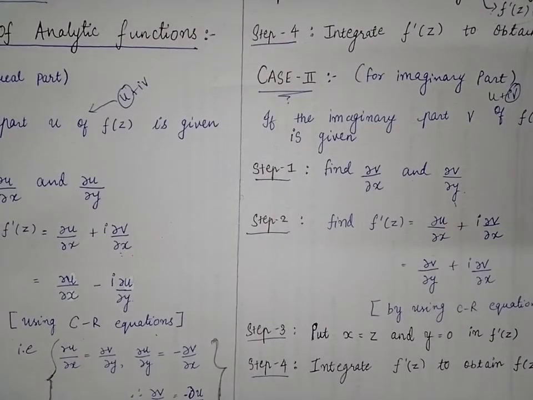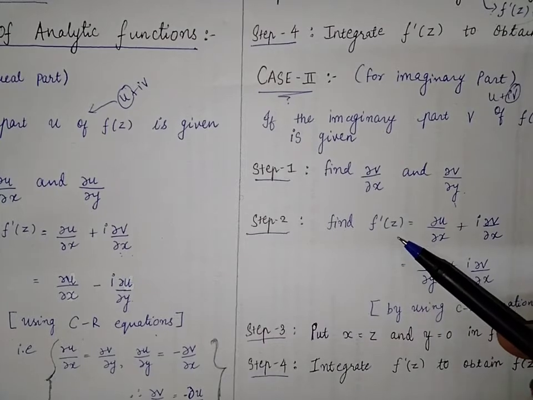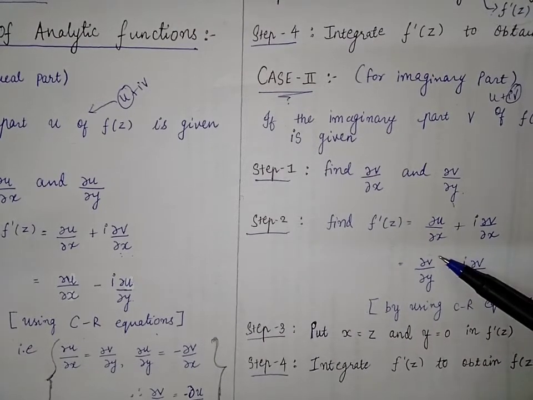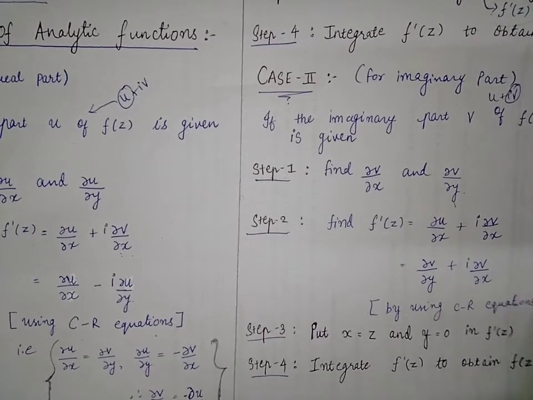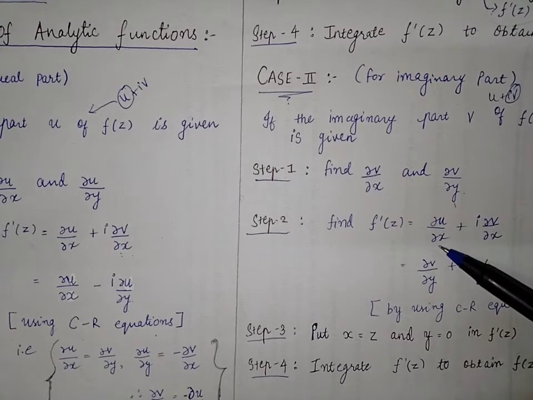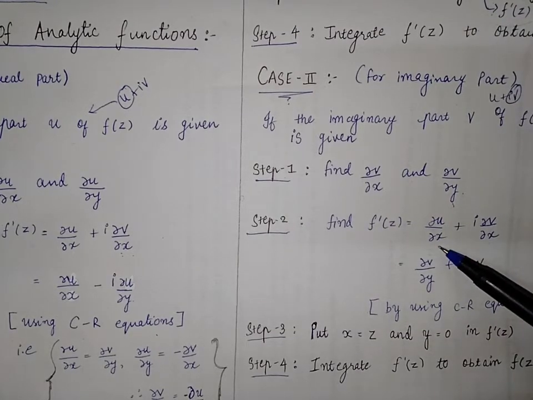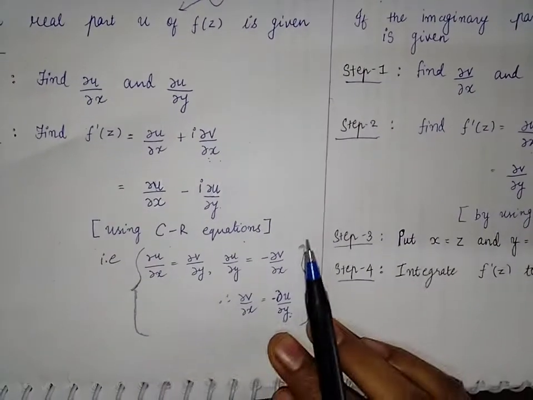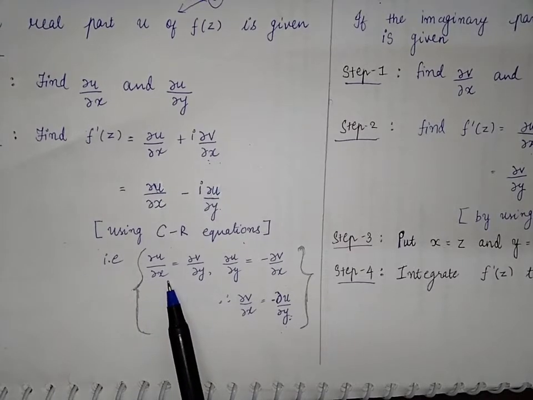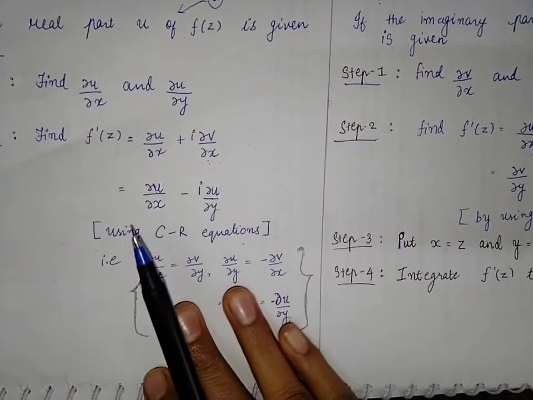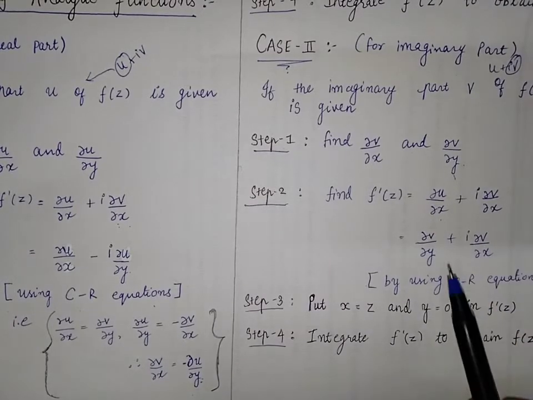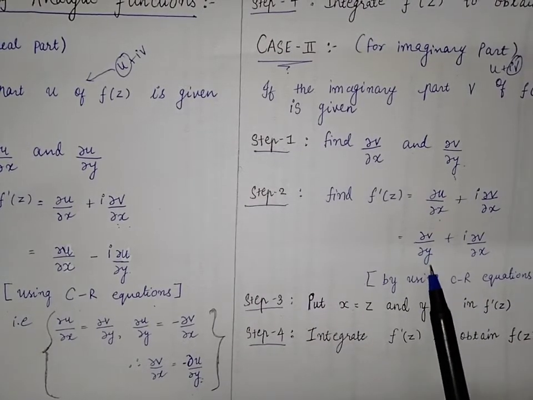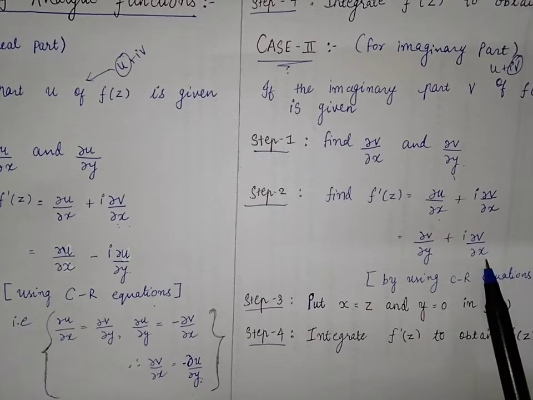So in second step you have to find f dash of z, that is equal to del u by del x plus i del v by del x again. But here by using CR equations, in place of del u by del x you have to put del v by del y. Okay, according to CR equations, del u by del x is equal to del v by del y. So here in place of del u by del x I can put del v by del y. So we will get here del v by del y plus i del v by del x.